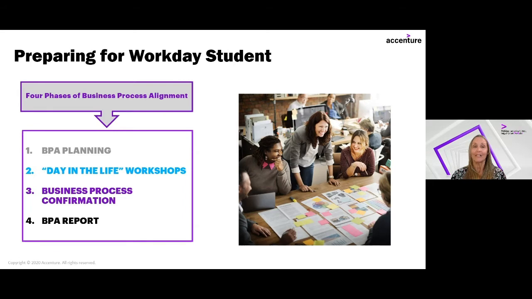BPA planning, day in the life workshops. And the day in the life workshops are where you, as the client, walk us through how you do business today. We review practices, policies, as well as have technical strategy discussions. We then do a business process review where we confirm the business processes and sometimes look in the Workday Student software and configure a business process to say this is how it can work in the future. And then we deliver an actionable report, the BPA report. And this has both issues and opportunities identified so that you will know what are your alignment opportunities, what are the leading practice recommendations, and where can standardization happen across the university.